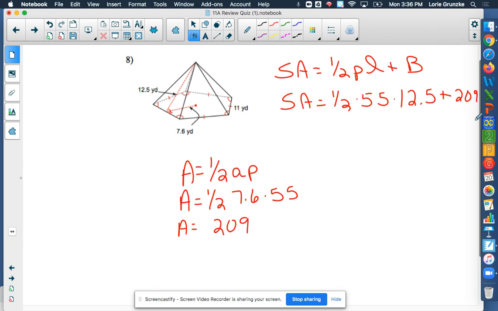Okay, now we're going to multiply. I go 55 times 12.5 divided by 2. I get 343.75. Then I'm going to add 209. And my answer is 552.75. And the label would be yards squared.